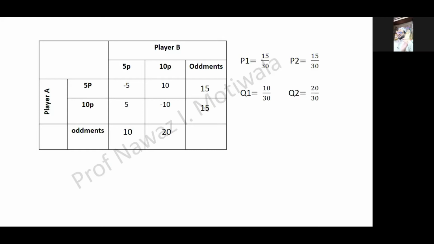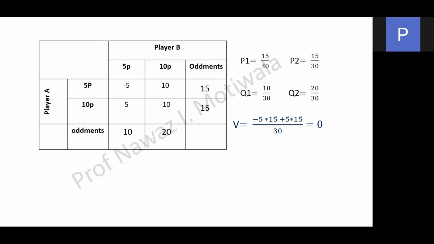And for the value of the game, you can just multiply any one of the columns with the oddments. I will get -5 multiplied by 15 plus 5 multiplied by 15, divided by 30, where I will get the value of the game as 0. So this was our regular procedure by which we could have solved this problem and got the correct answer.